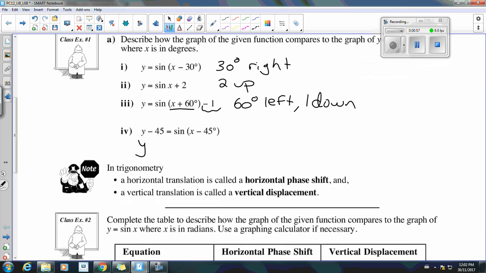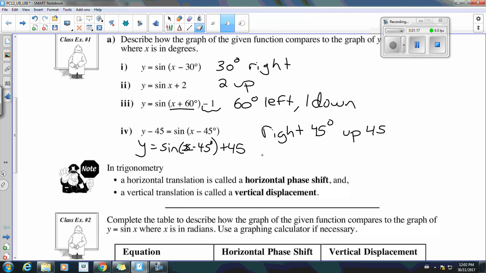4, we can add 45 degrees to both sides. And now we see we went right 45 degrees, that's for the one inside the brackets, and we also went up 45. Sorry, that wasn't 45 degrees, that's just 45.